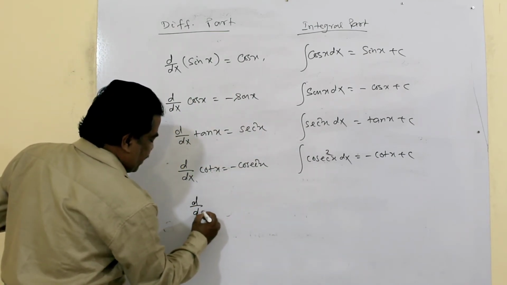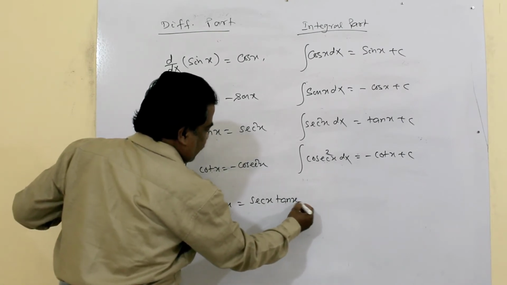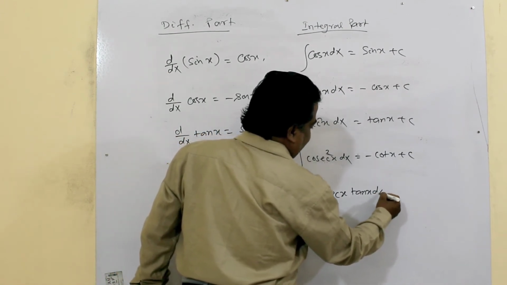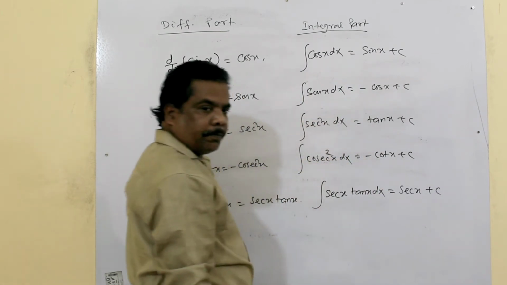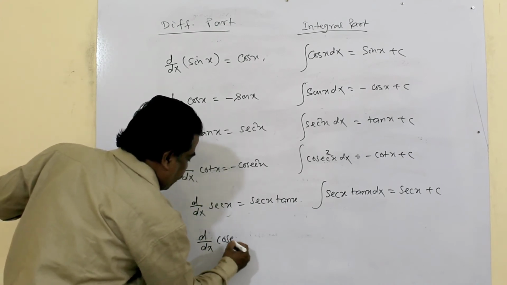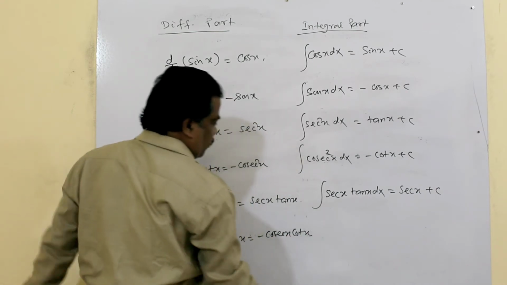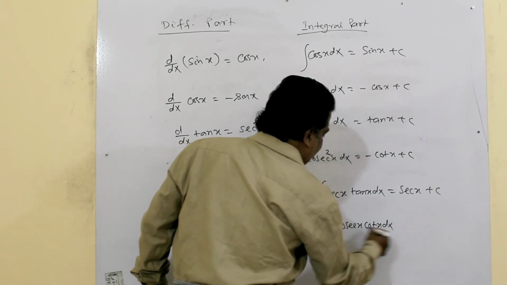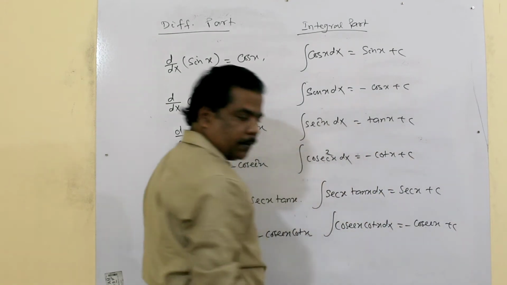Now the derivative of sec x is equal to sec x into tan x. So integral of sec x into tan x dx is equal to sec x plus c. Derivative of cosec x is equal to minus cosec x into cot x. So integral of cosec x into cot x dx is equal to minus cosec x plus c.